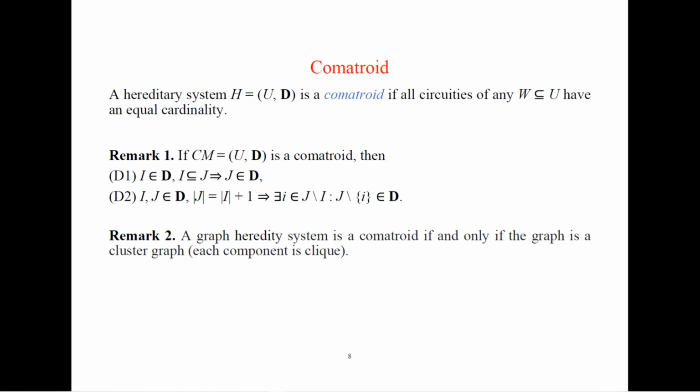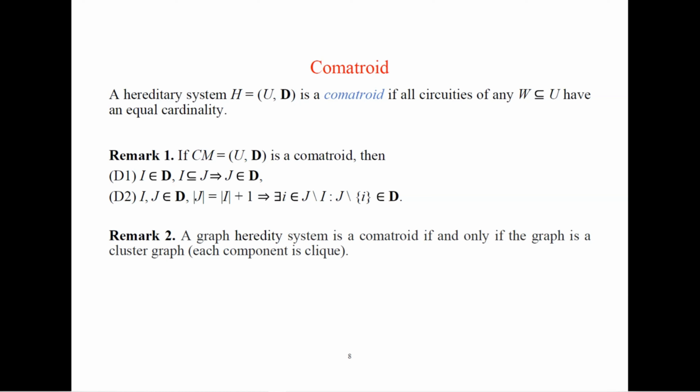the first property, the axiom of heredity, we have another property: if we have two dependent sets and the cardinality of one set is the cardinality of the second set plus one, then there exists an element which lies in the difference of the first and second sets. And from the first set we can exclude this element and it's still dependent.